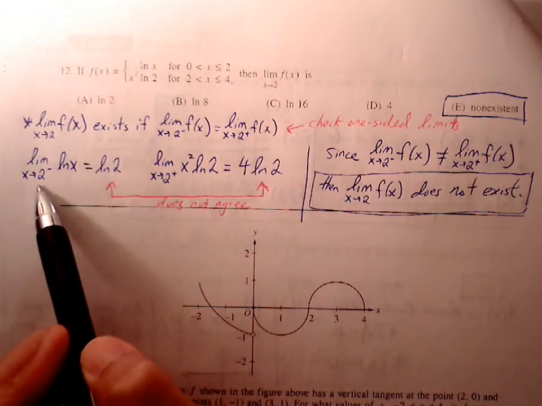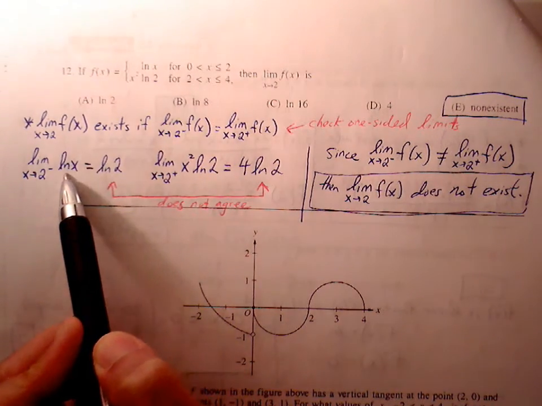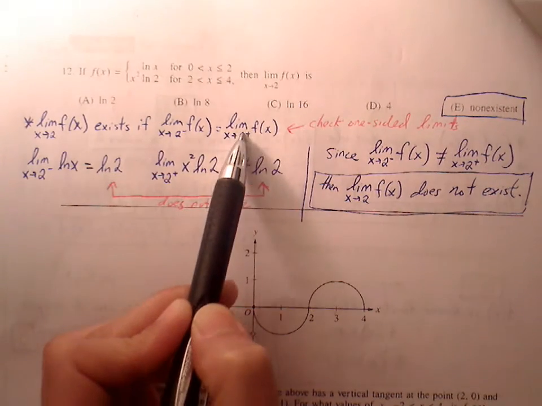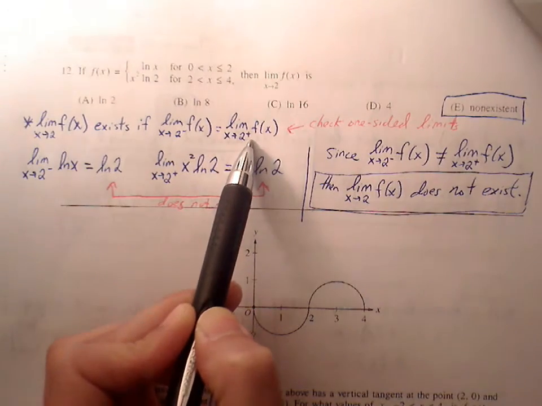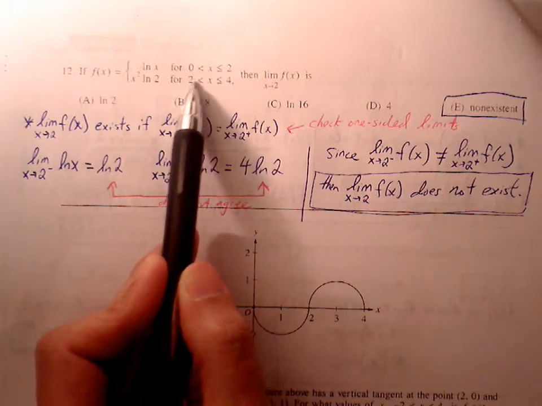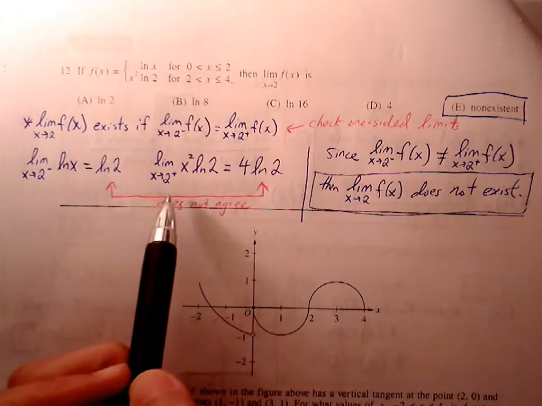So the limit as x approaches 2 from the left side of 2 is going to be with natural log of x. And the limit as x approaches 2 from the other side of 2, like 3, 2.1, 2.0001, that's going to be within this interval, and that's going to be for x squared natural log of 2.